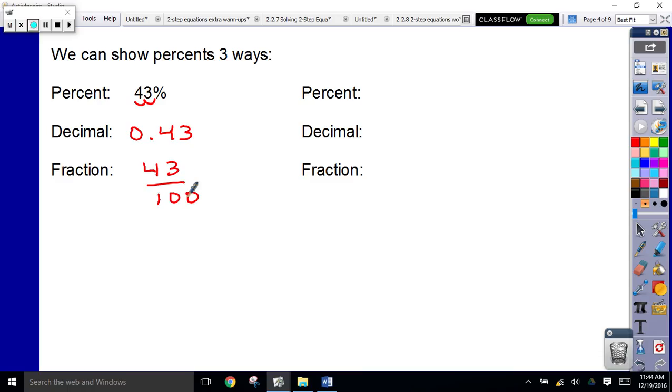Okay, next one, let's use 12%. What would 12% be as a decimal? Michael, what would 12% be as a decimal? 12 over 100. 0.12. Yeah, you want to give us a fraction too, don't you? What would the fraction be? You already said it. 12 over 100. Yeah, 12 over 100. You gave us the fraction first. Okay, any questions about that?